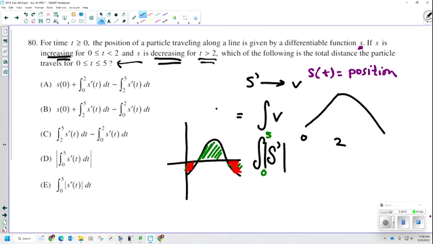So how do I integrate something to make it all positive? Absolute value. Absolute value means I don't care if it's negative, still consider it to be positive. Choice E.